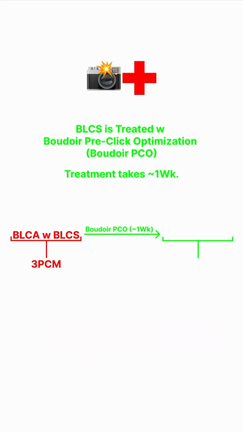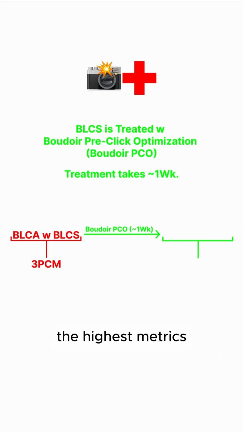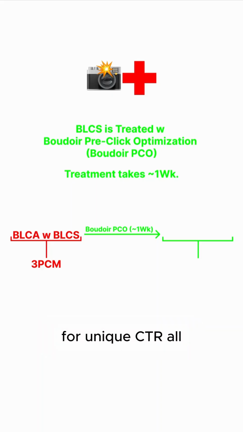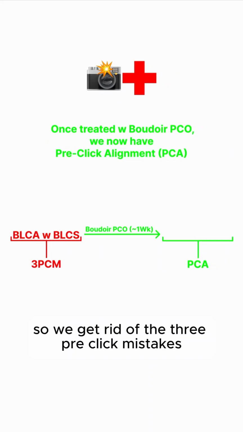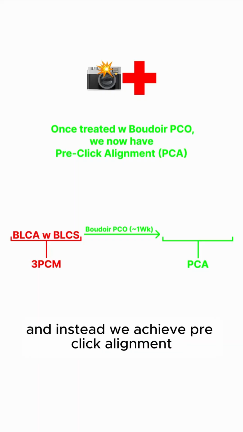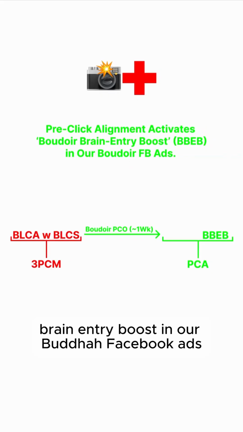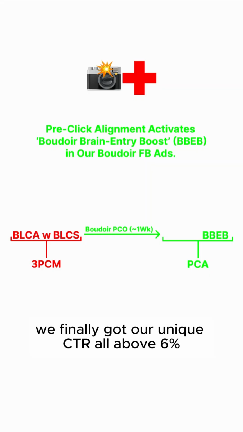After about a week, we just keep whichever one is running with the highest metrics, and it's always been the Boudoir Pico treated ad that ends up with the highest metrics for unique CTR all. And once treated with Boudoir Pico, we now have pre-click alignment, PCA. So we get rid of the 3 pre-click mistakes, and instead we achieve pre-click alignment. Now, pre-click alignment activates Boudoir brain entry boost in our Boudoir Facebook ads. It basically means we finally got our unique CTR all above 6%.